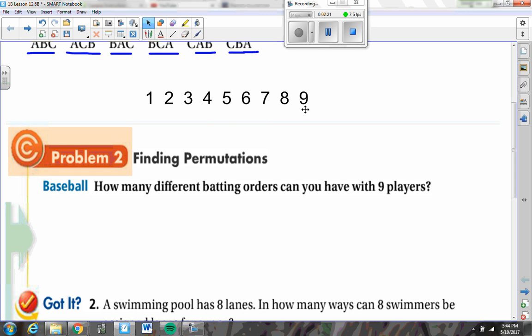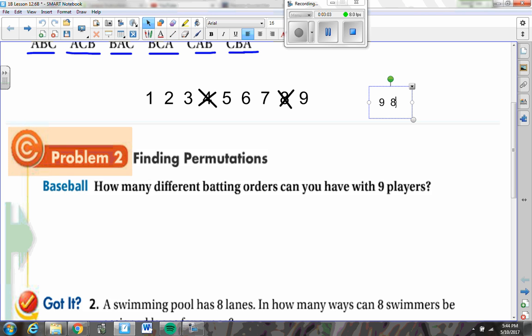Now, if I want to choose who's going to go first, I have 9 players to choose from. So let's say, for example, I pick player number 4. Remember, I had 9 choices for the first player, and I chose player number 4. Now, for the second player, I can choose anybody else, but I can't have player number 4 bat again. So I only have 8 choices left for the second batter. And let's say I choose player number 8. Player number 8 is now gone.